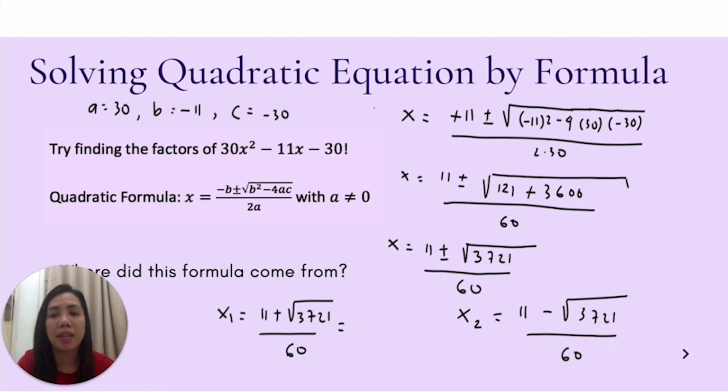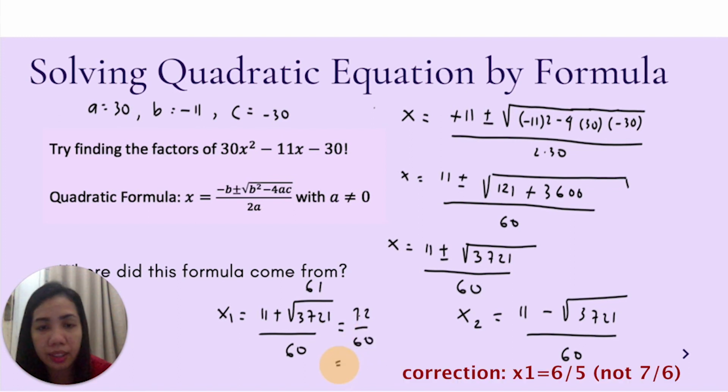Okay, now let's solve this one by one. The square root of 3,721 is actually 61. So 11 plus 61 is 72 over 60. Now we just need to simplify this. It is 7 over 6. Okay, this is x1, the first solution.